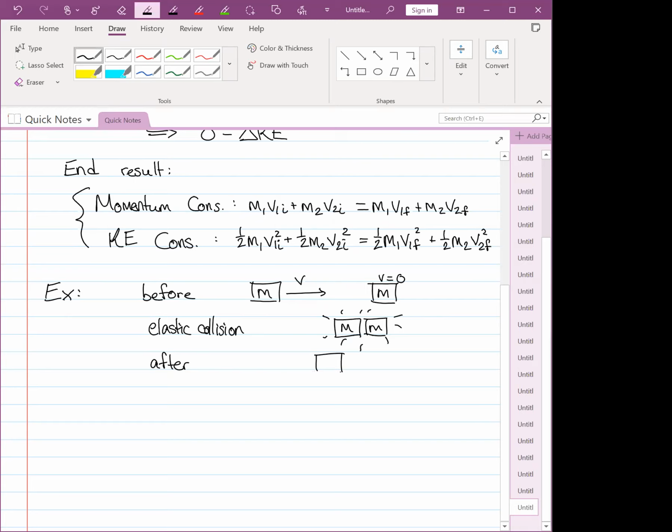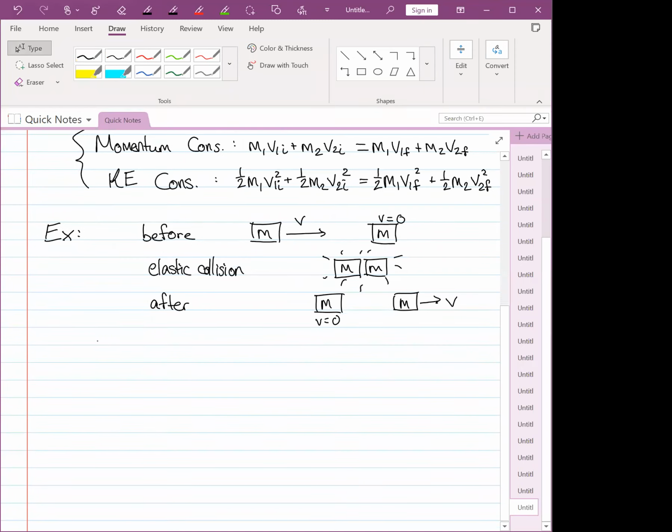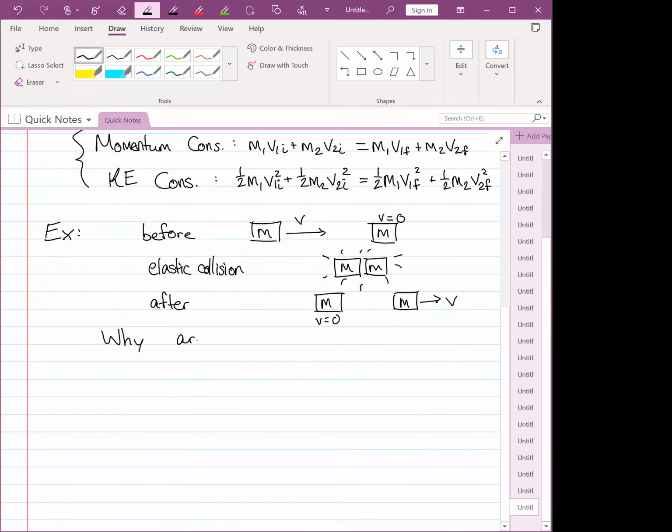that, and we will find this out later, but we will have that the first block of mass m has speed 0, and the second block starts moving away with speed v. Now we need to figure out why this happens. Why are the incoming and outgoing speeds the same?